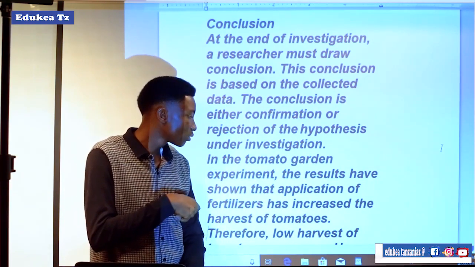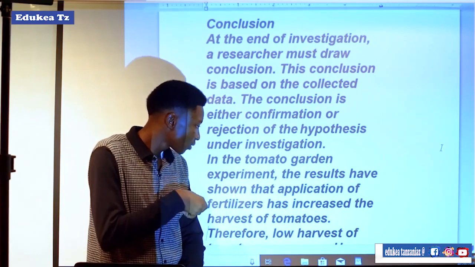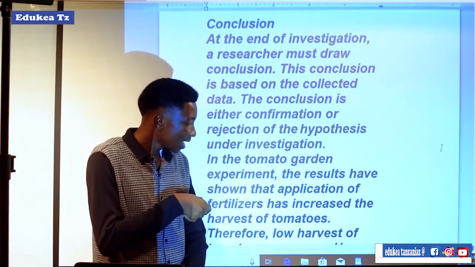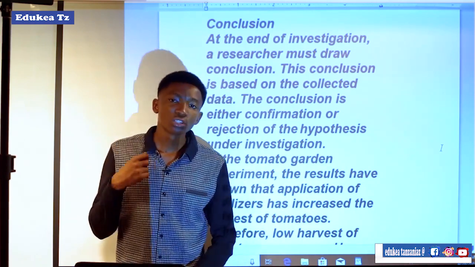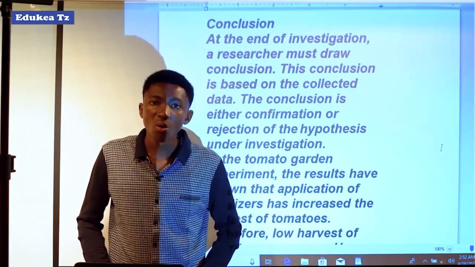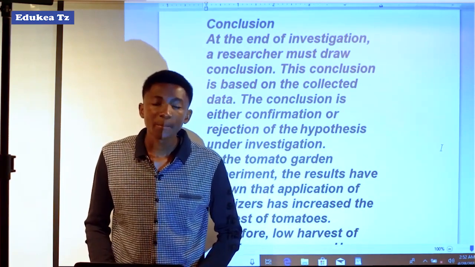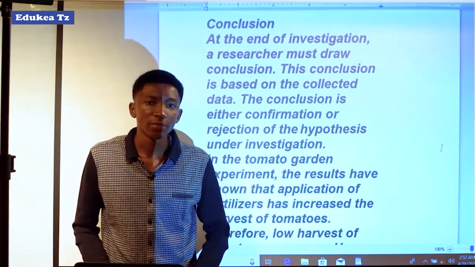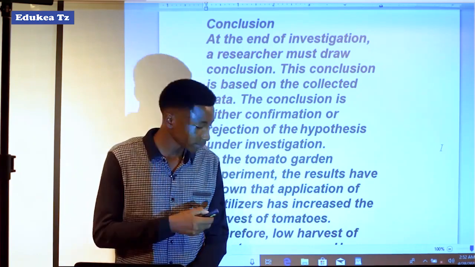So now in the conclusion we say the results have shown that application of fertilizer has increased the harvest of tomatoes. So as to get a high number of tomatoes, or a high crop of tomatoes, we need to increase the amount of fertilizer in the soil of Juma's garden.